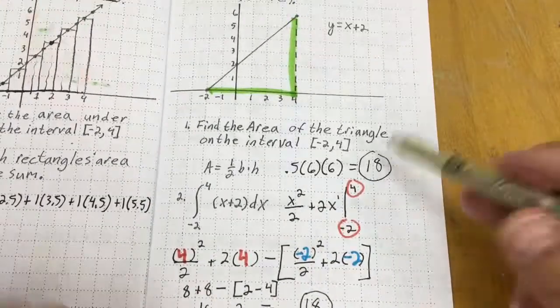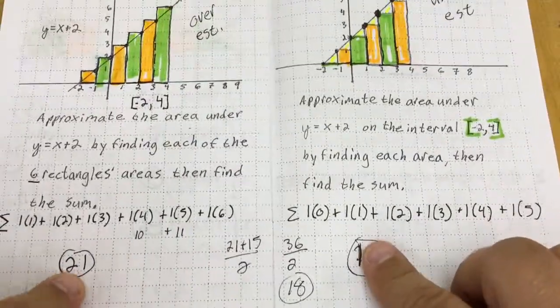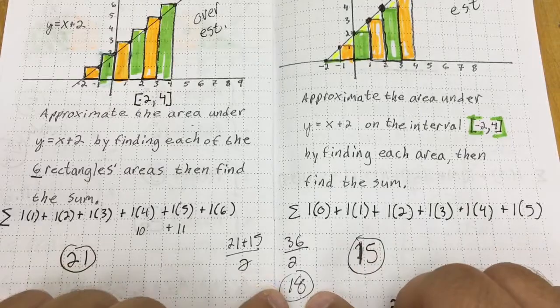Exact area, approximate area, overestimate, underestimate. The average of the over and under gave me a very good approximation.